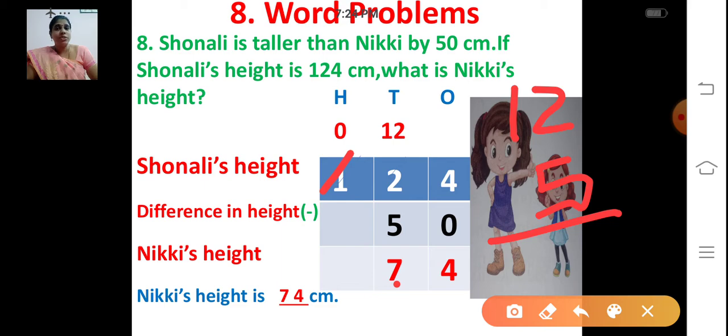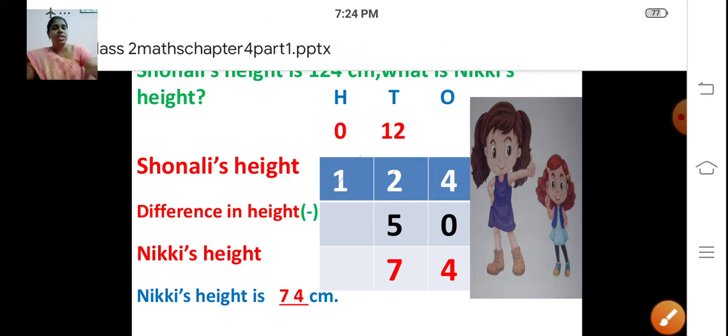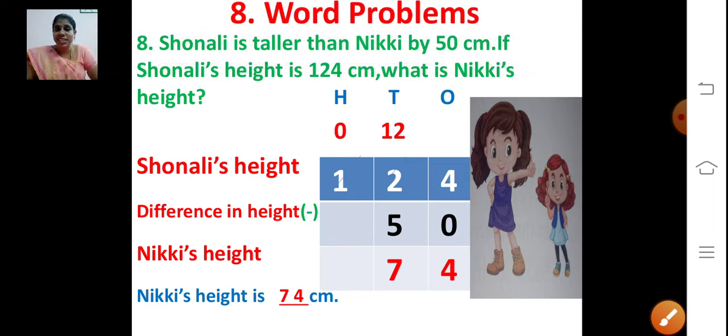So 7, 4, and the 0 in the hundreds place, no need to mention the 0. So what is Nikki's height now? 74 centimeter. We know Shonali is taller than Nikki by 50 centimeter. Shonali's height we know, and we have to find out Nikki's height, so we subtract these two. 124 centimeter minus 50 centimeter. So Nikki's height is 74 centimeter. Write it down. We'll see one more sum.